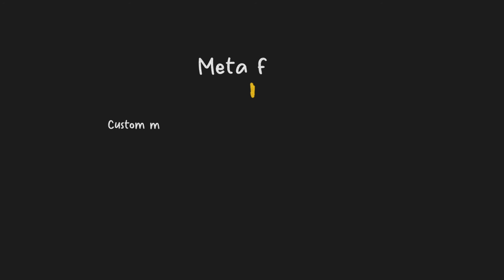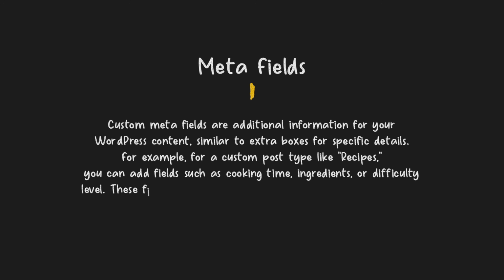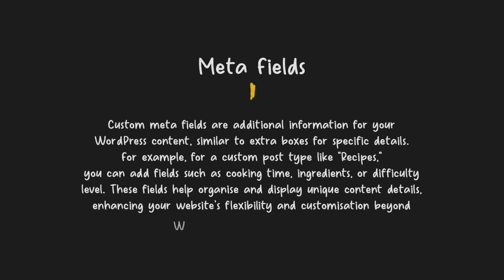Then we have meta fields. Now, custom meta fields are extra information you can add to your WordPress content. Think of them like extra boxes where you can fill in specific details. For example, if you create a custom post type for recipes, you might want to add meta fields for cooking time, ingredients, or difficulty level. These fields let you organize and display unique details for each type of content, making your website more flexible and tailored to your needs. Meta fields work hand in hand with custom post types, helping you customize your content beyond WordPress basic options.